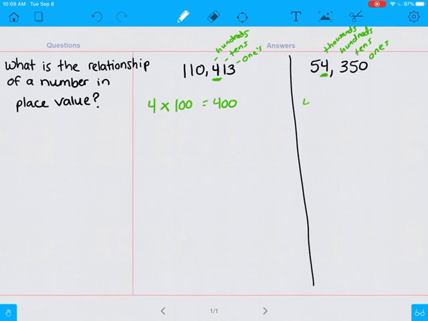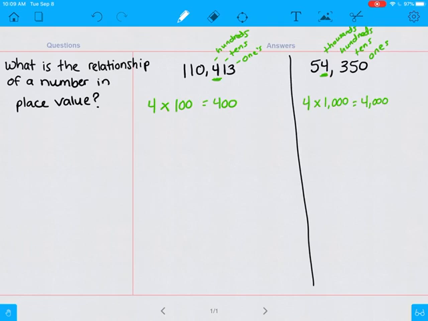So all that means is I have 4 times 1,000, which would equal 4,000. So that literally represents 4 times 1,000, which is 4,000.